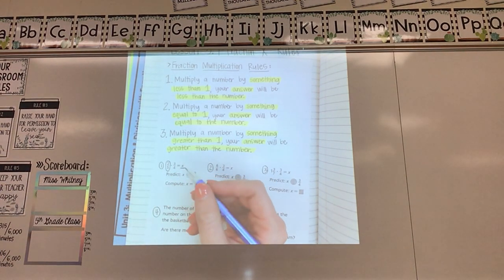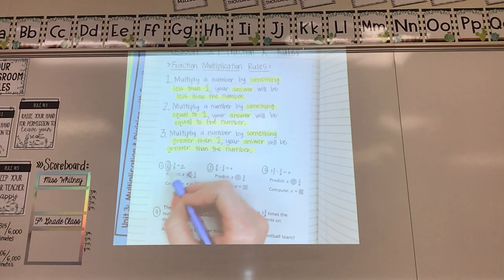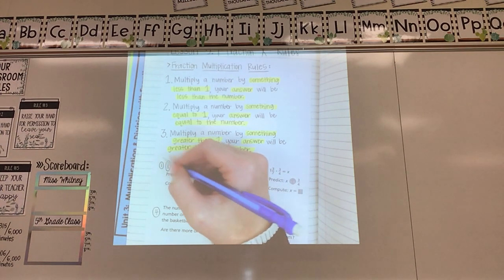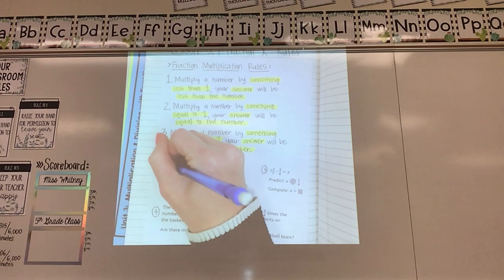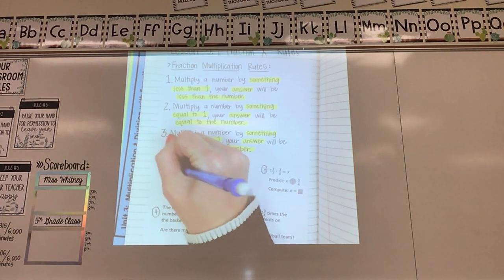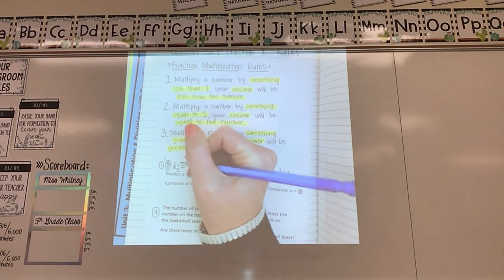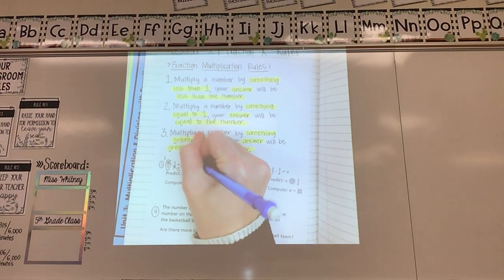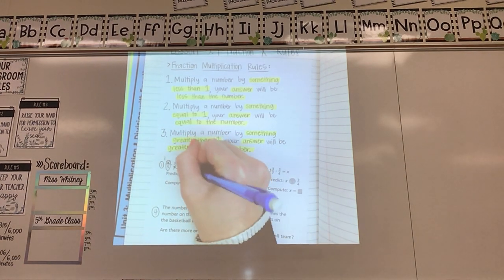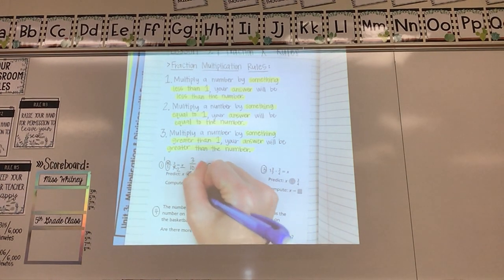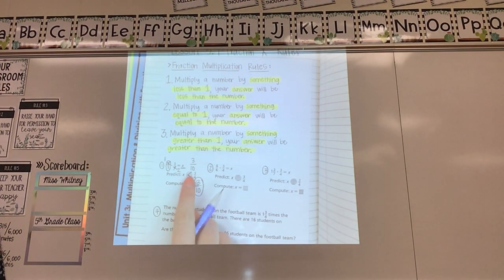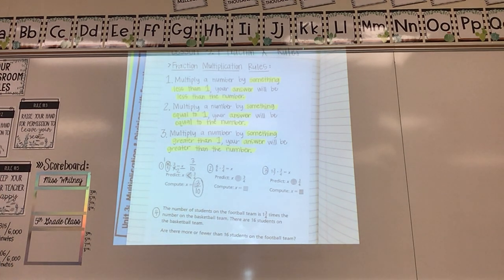Simplify if we can. So 3 and 5, is there anything that will go into 3 and 5? Nope. What about 2 and 4? Anything that will go into 2 and 4? 2 will go into both of those. So 2 will go into 2 one time, and 2 will go into 4 2 times. Now just multiply straight across. So 1 times 3 is 3. 5 times 2 is 10. So my answer is 3/10. So the only new thing is doing that prediction right there. Otherwise, we already know how to get that final answer.